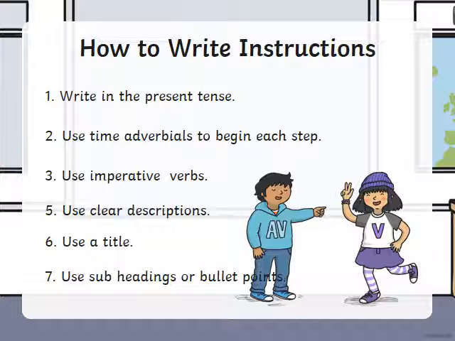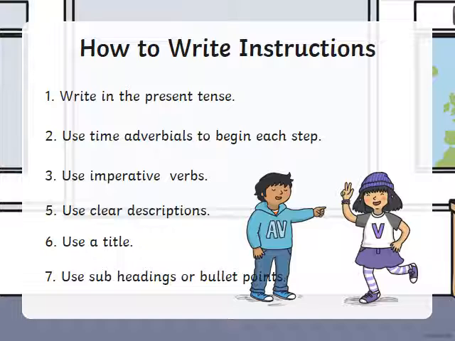Number two is using time adverbials to begin each step. So we've talked about time adverbials before. It's words like first, next, after that, finally. Number three is using imperative verbs in your instructions that tell people exactly what it is they have to do. So words like stir and pour and spread. These are all words that tell people what to do.